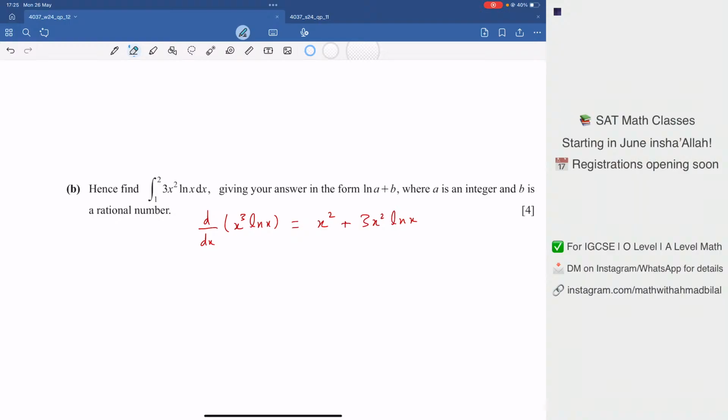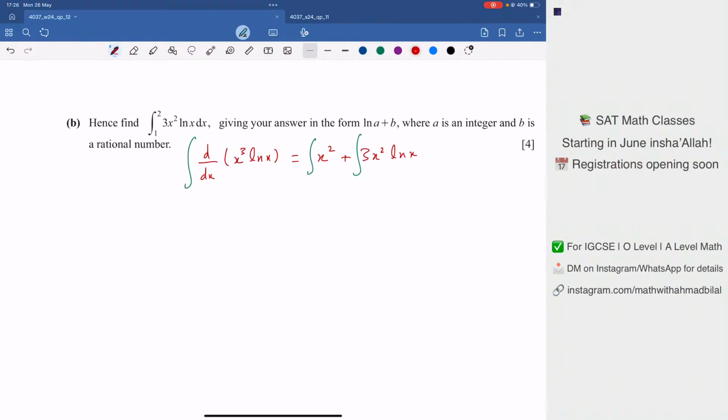We can say, let's integrate this whole equation with respect to x. Let's integrate this whole thing. So we integrate this, we integrate this, we integrate this. Now on the left side, you see what happens? This is differentiation, this is integration. They kind of cancel each other's effect, and we're just left with x cube into ln x. On the other side, we have integration of x squared with respect to x, plus integration of 3x squared ln x. And that's what we were actually looking for, integration of this thing.